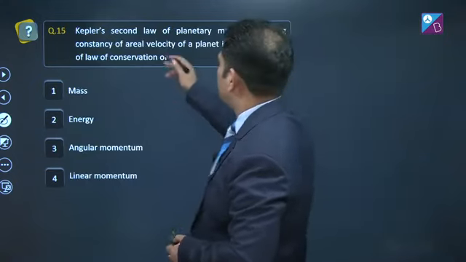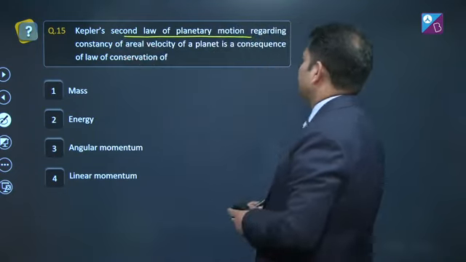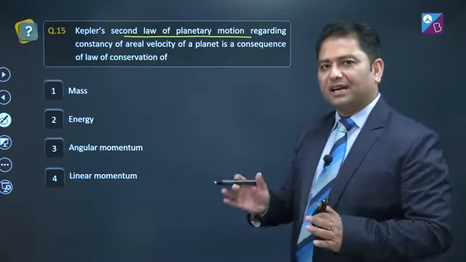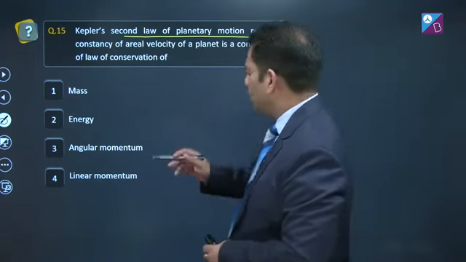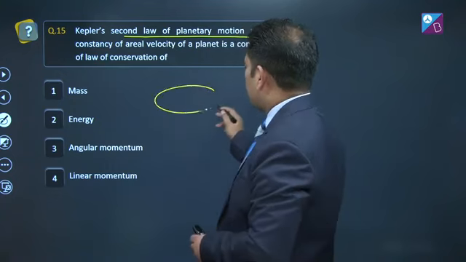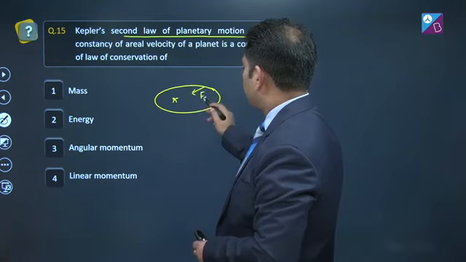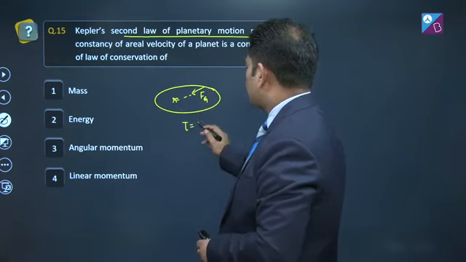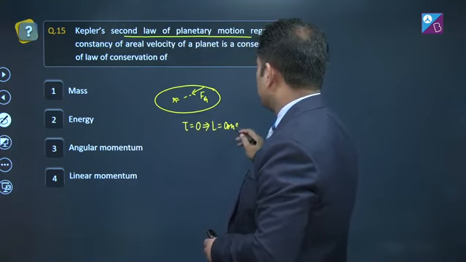Question number 15. Kepler's second law of planetary motion regarding constancy of aerial velocity is a consequence of course, जिन्हें ये fact पता है, law of conservation of angular momentum. क्यों? मैं जरा बता दूं. About sun, the torque is 0 क्योंकि force of gravity passes through that point.